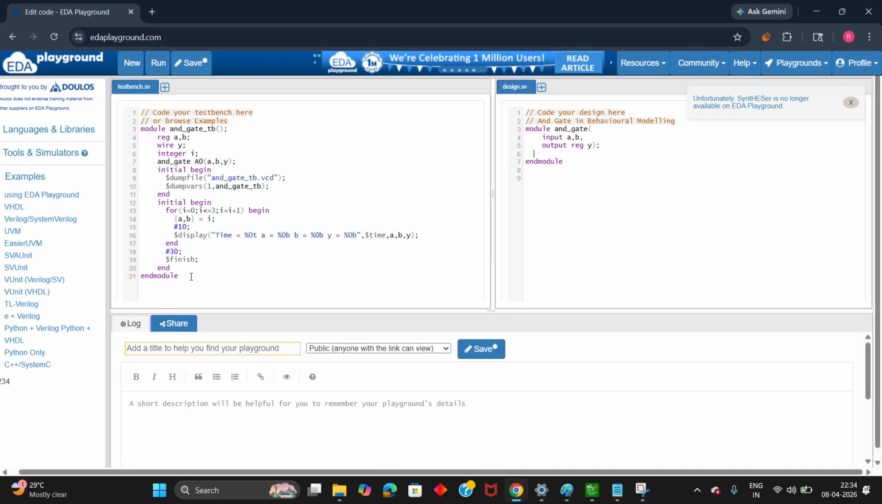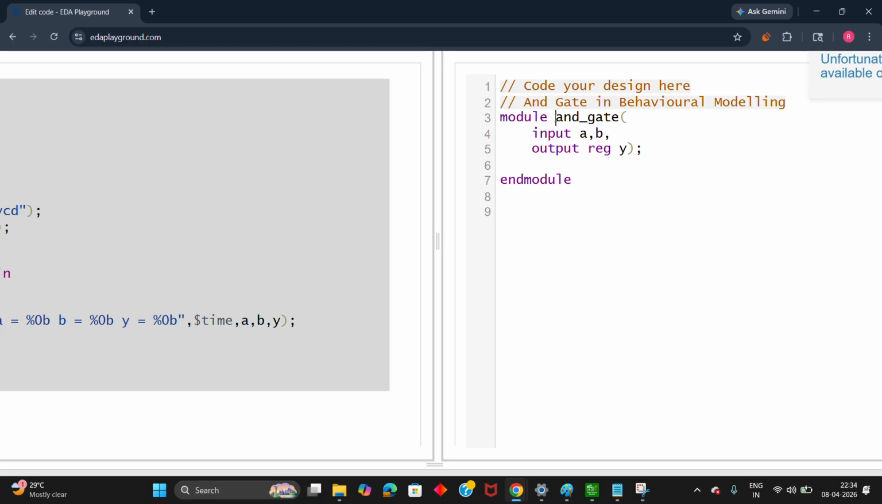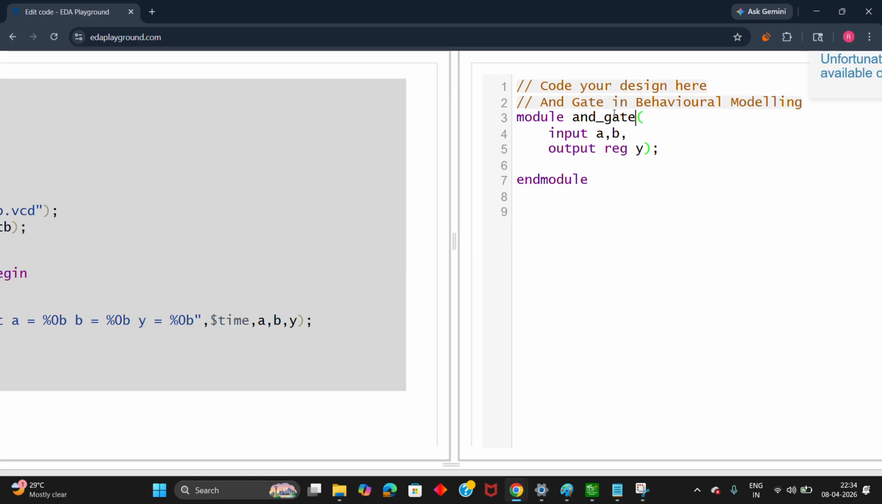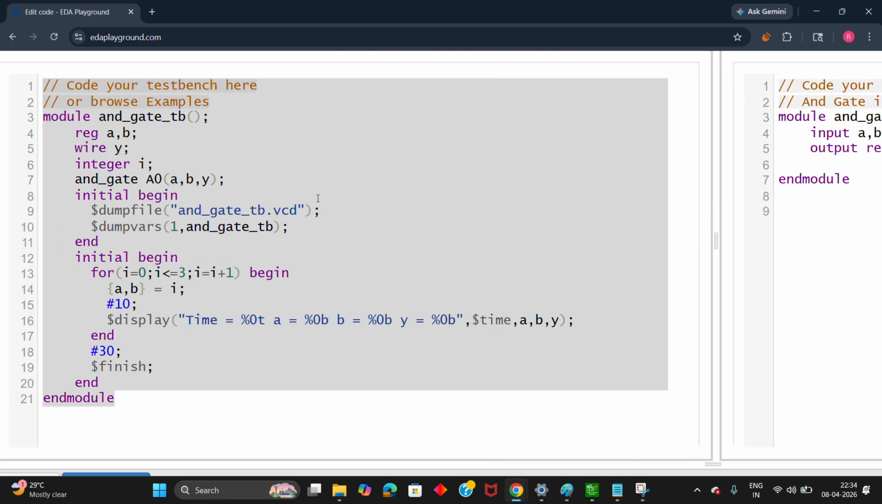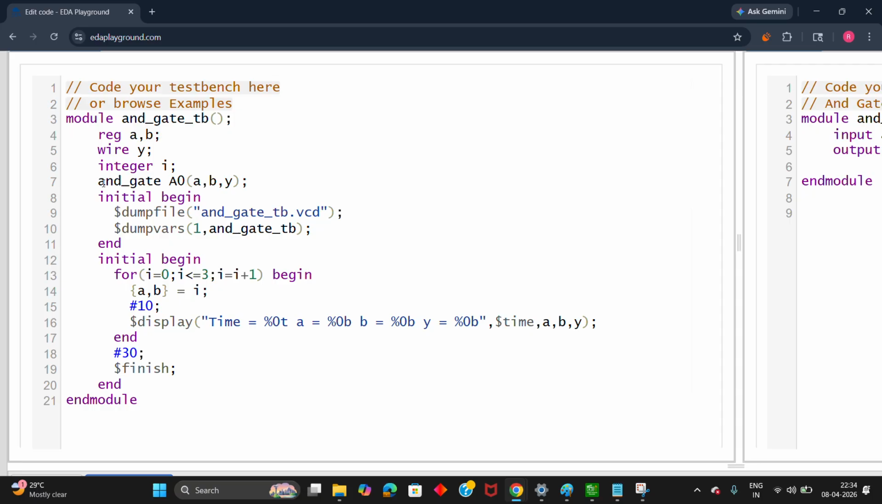There will be no change in TB. Same TB can be used for all the design codes of the same design with different levels of abstraction, only when your module name is not changed. If you change the module name in design code, then you need to change the design module which is instantiated in the test bench.